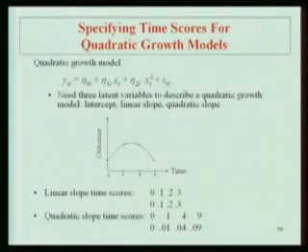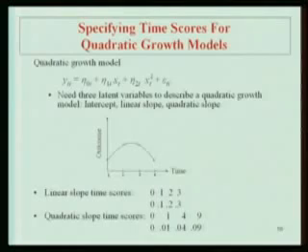In the quadratic model, we have not only the intercept growth factor, but the linear growth factor and the quadratic growth factor, which has the time scores squared, as you can see from the formula. So you need 3 latent variables to describe a quadratic growth model. Because you're estimating more growth model parameters, your model would not be identified without at least 4 time points. So you couldn't identify a quadratic model with 3 time points.